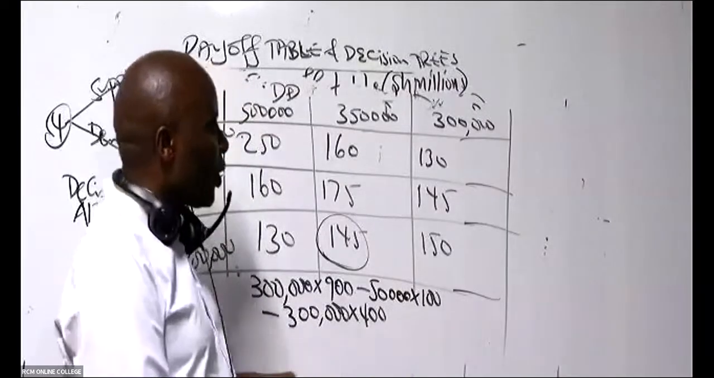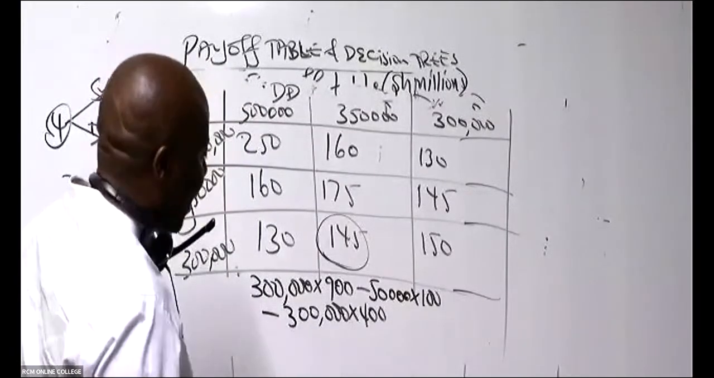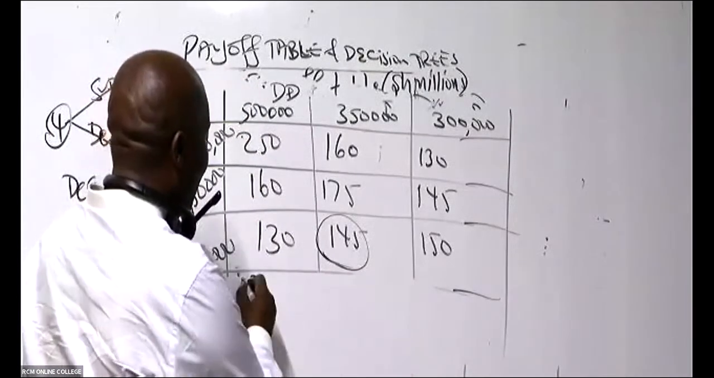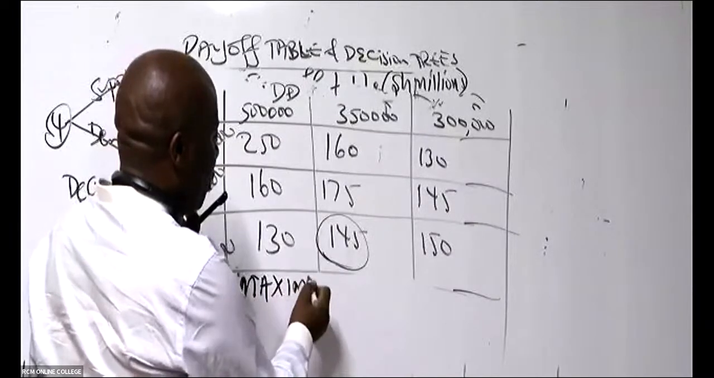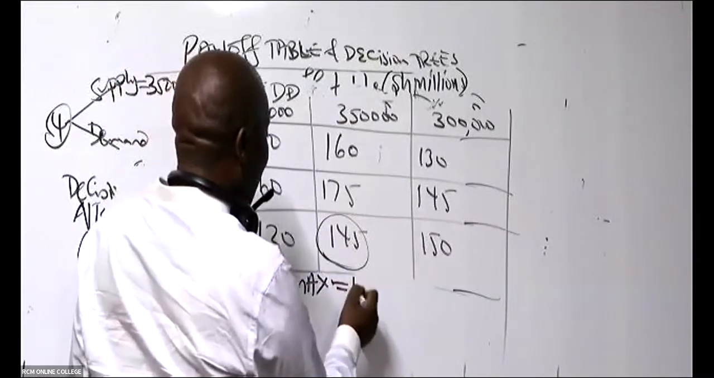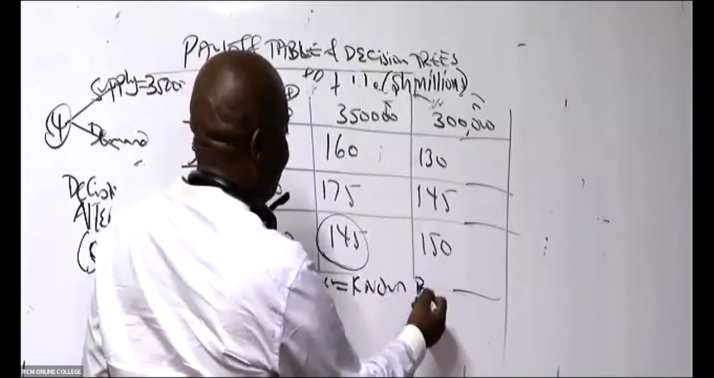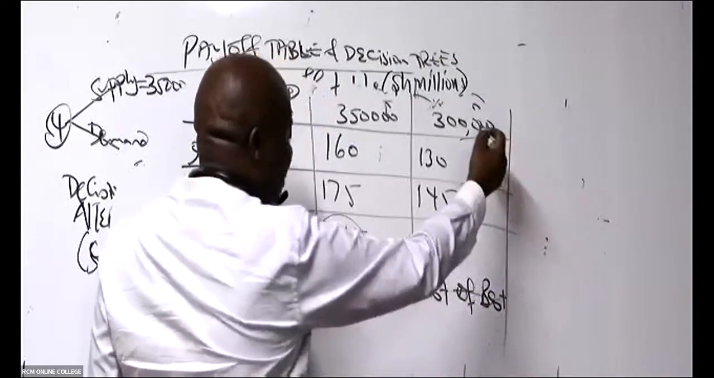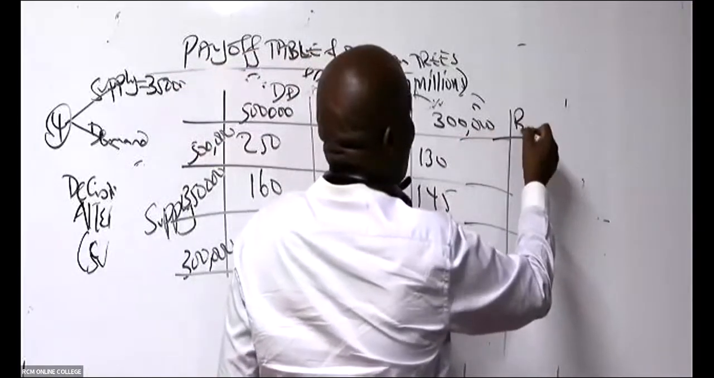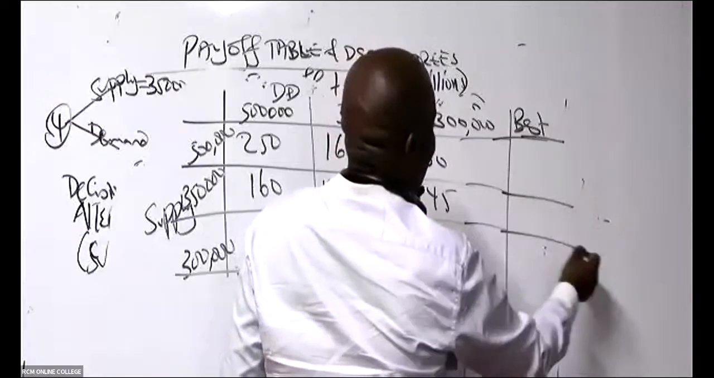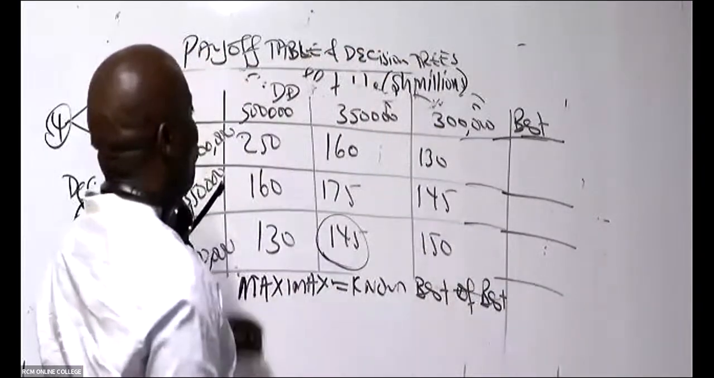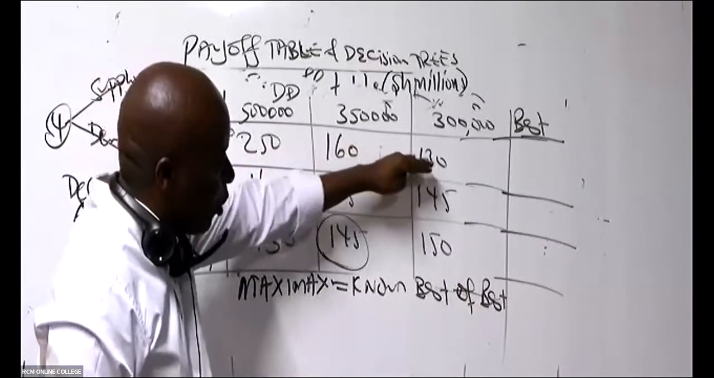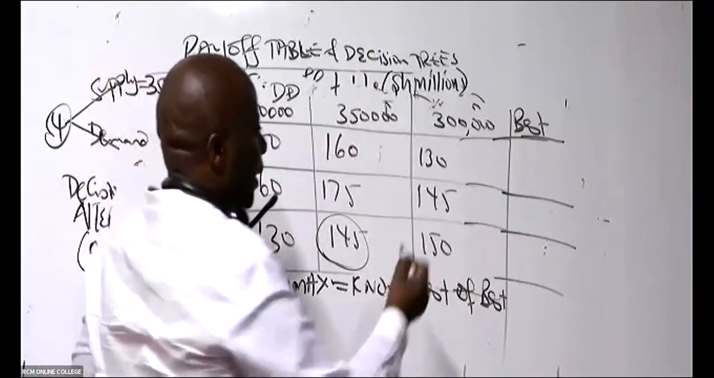Yeah, thank you so much. So then they want us in this case here to use maxi. Remember that maxi is also known as best of the best. So you create a column here for the best, and you move for each row. Like now, row number 1, the very best profit is 250.